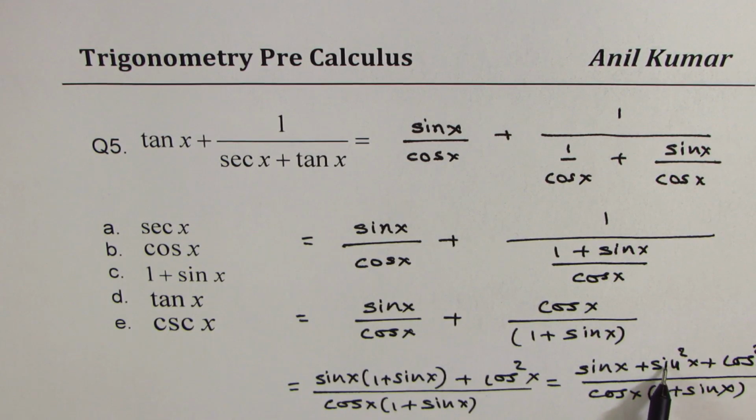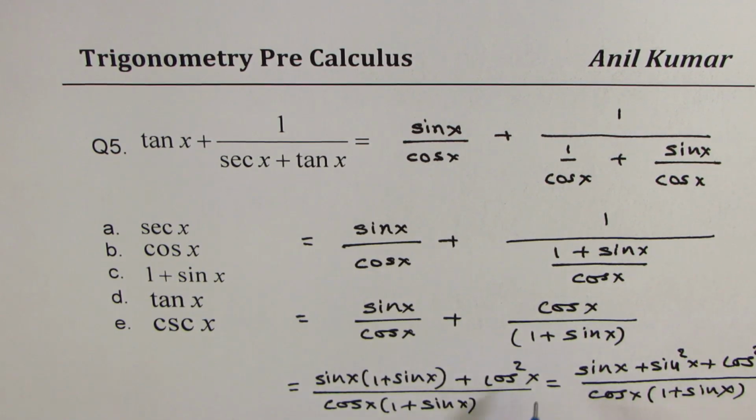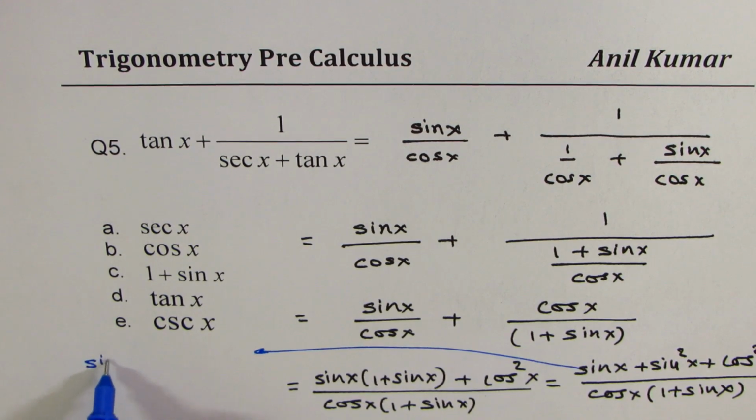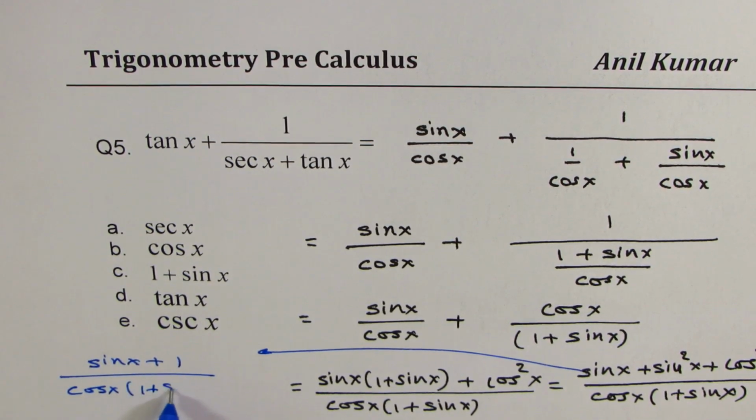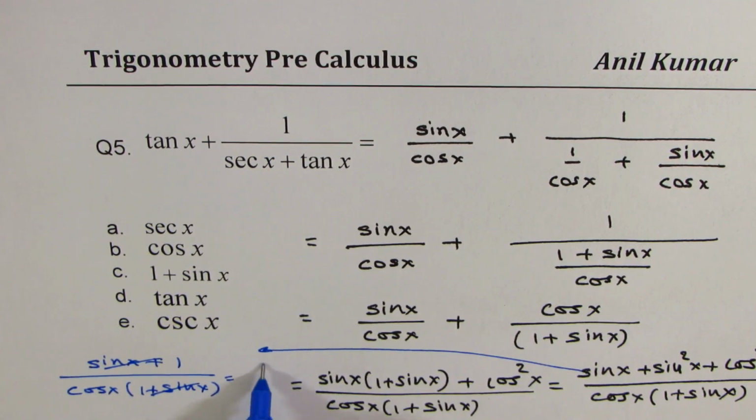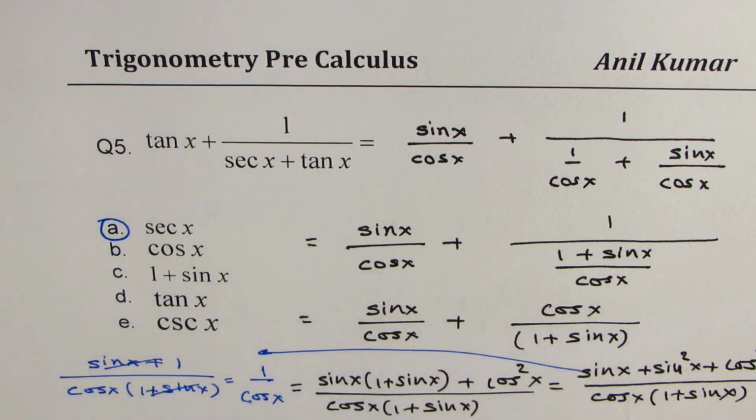Now sine square x plus cos square x is 1, right? So in the numerator, I could write sine x plus 1 divided by cos x times 1 plus sine x. Now that cancels. So what we get here is 1 over cos x, which is secant x. Correct? So that is how you could actually get the result.